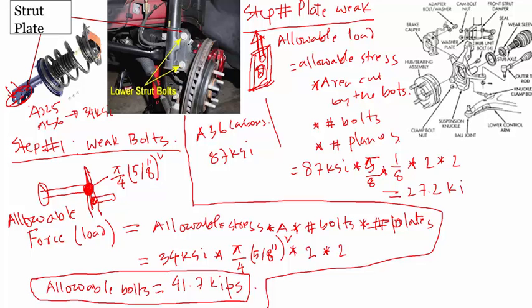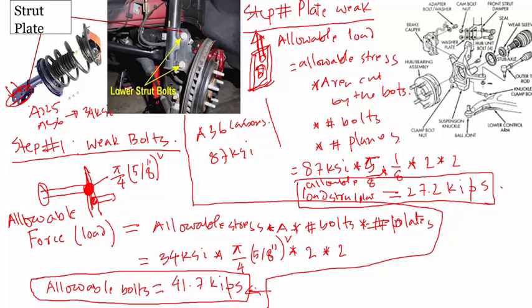So I have found that 27.2 thousand pounds. So these strut plates can take this much. This is the allowable load for the strut plate. Allowable load for the strut plate, 27,000 pounds, and allowable load for the bolt is 41,000 pounds. Let's calculate the steering knuckle load.